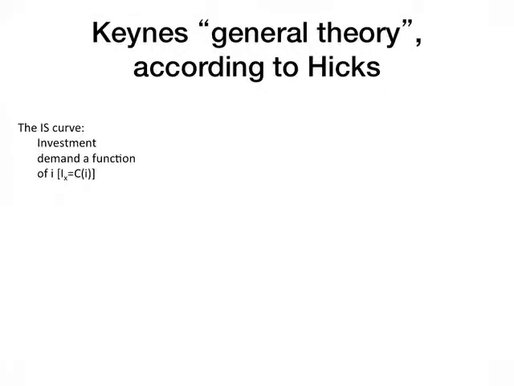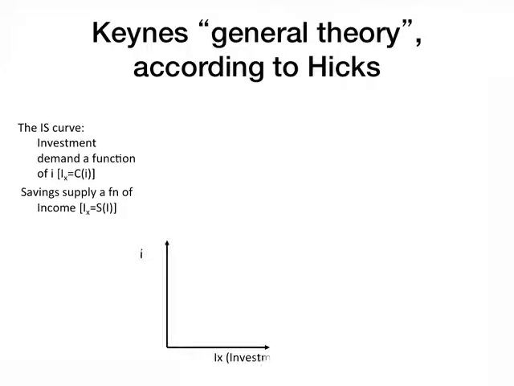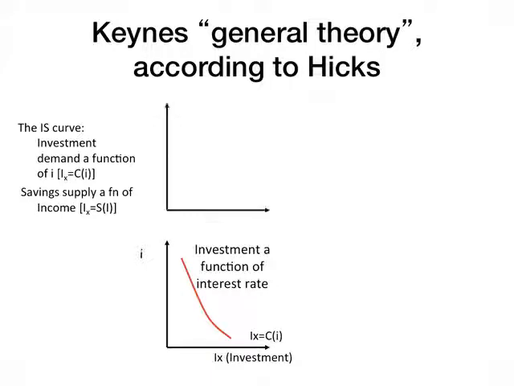So Hicks's general theory. He has, in some sense, demand as a function of investment and consumption. Savings is a function of income. Your income is a function of your saving. And you get this: income and investment. It's a consumption function. Investment is a function of the interest rate. And this then gives you a sense that saving is a function of income. It looks like this.